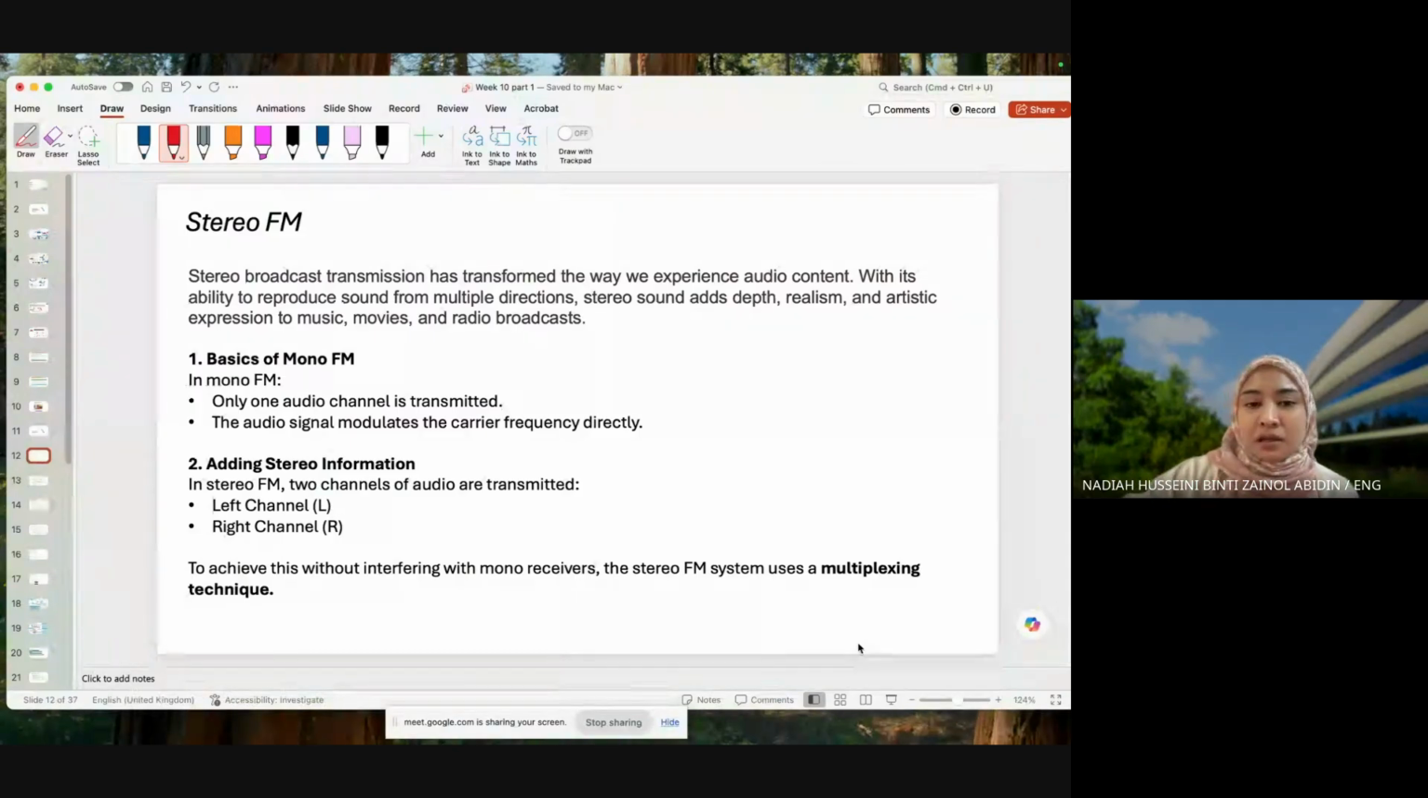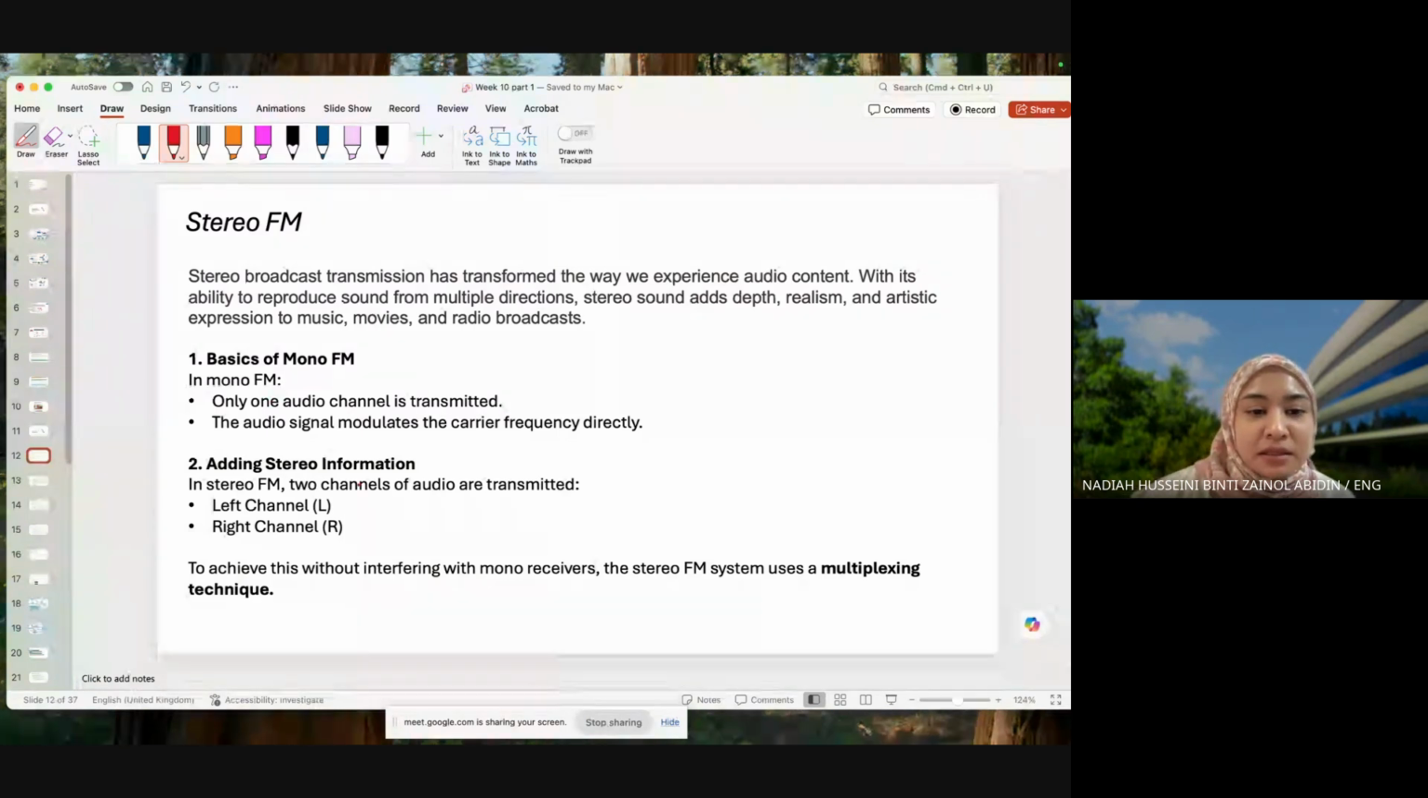So, basics of mono FM. In mono, only one audio channel is transmitted, which means that if your right ear is hearing the sound, the left ear is hearing the same sound. So there's no distinguishing factor, no special experience going on. It's just the same thing. If you're deaf in one ear, you're going to hear the same thing as everyone. So if you're deaf, you're not really missing out if we are still in the mono FM era.